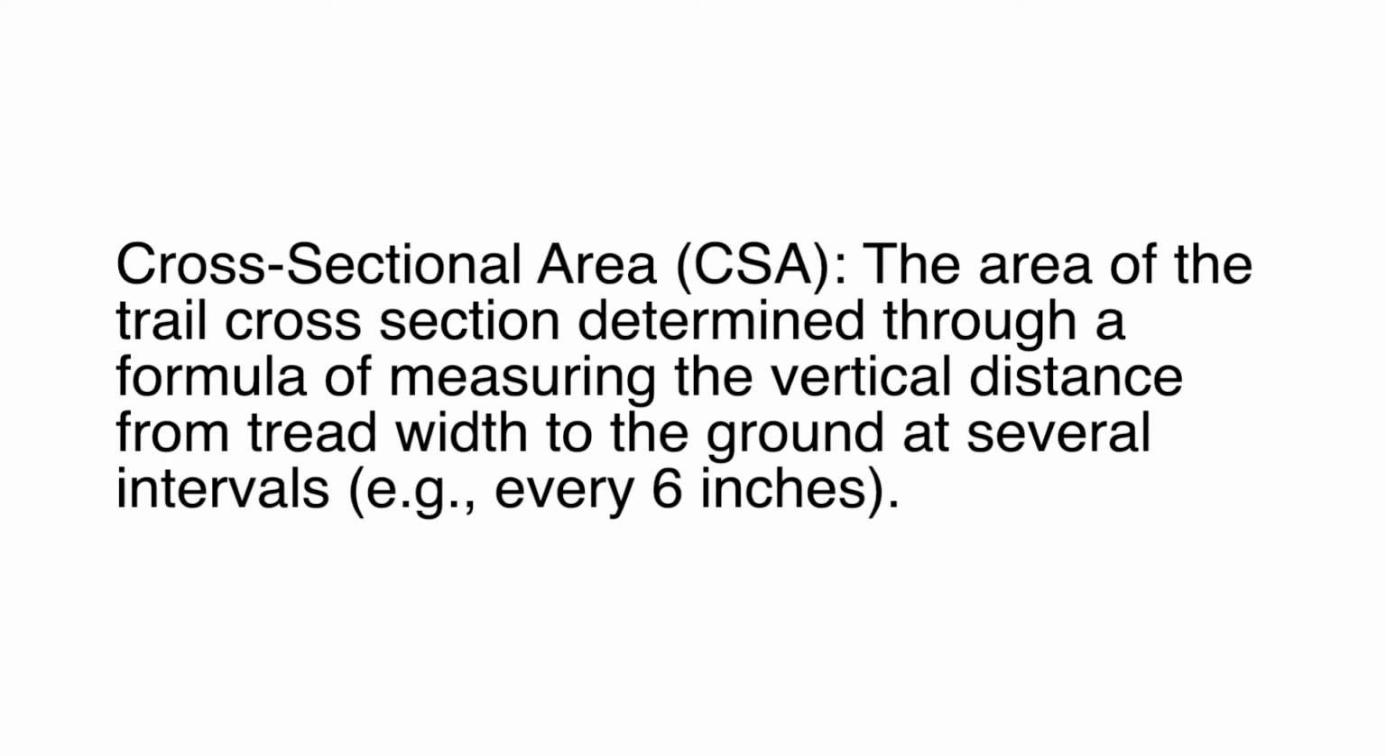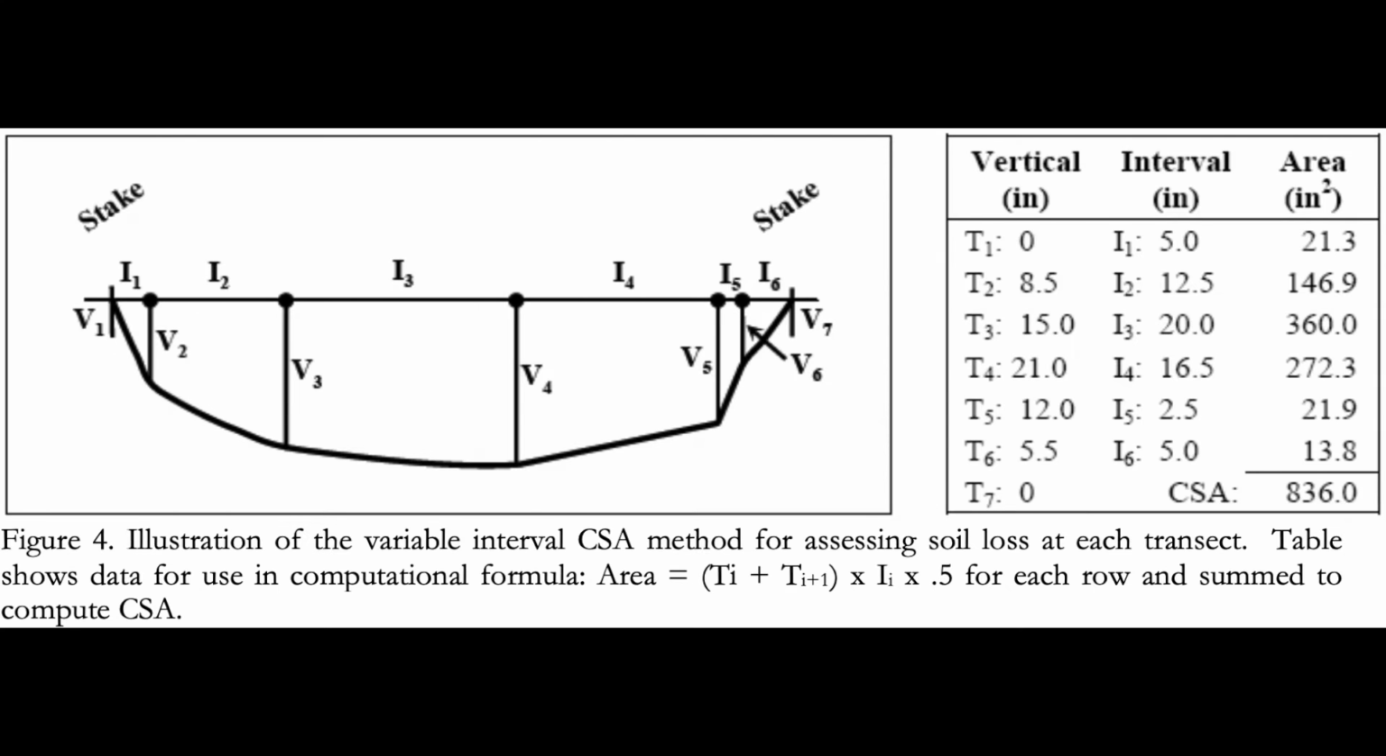The area of the trail cross-section is determined through a formula of measuring the vertical distance from the tread width to the ground at several intervals. This is illustrated in Figure 4 from the Mammoth Cave National Park Trail Monitoring Field Manual. The following transect methods, described and visualized in the field, are from a research project collaboration between Mammoth Cave National Park and the Park Solution Lab at Clemson.